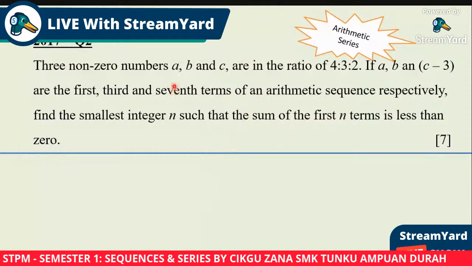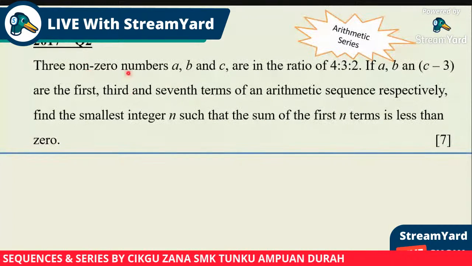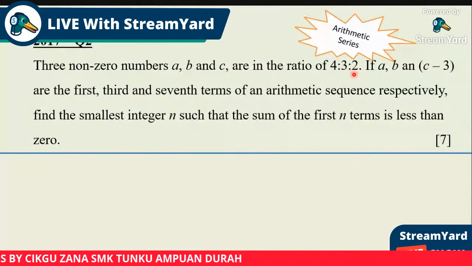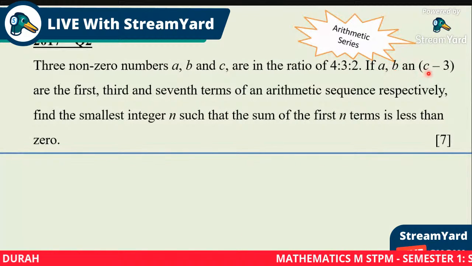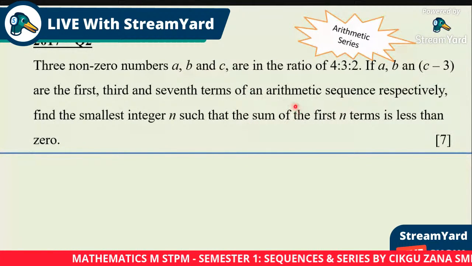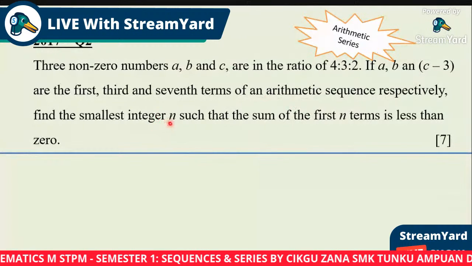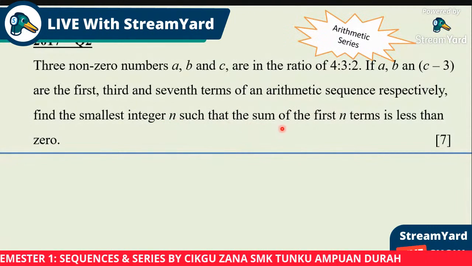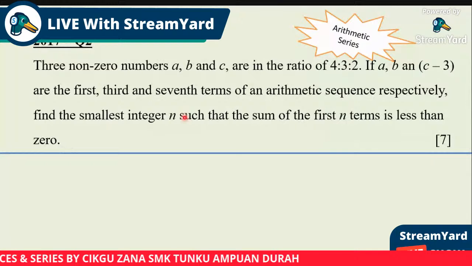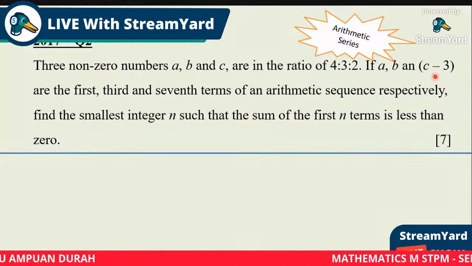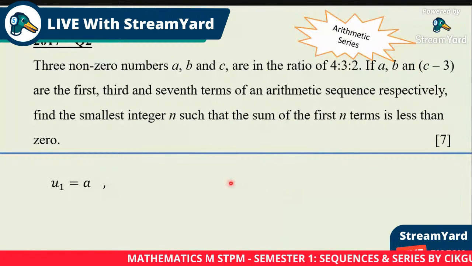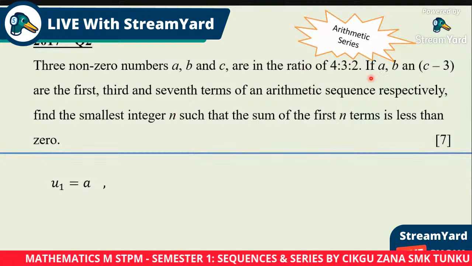Given that we have A, B, C, three non-zero numbers in the ratio 4:3:2. The first term is A, the third term is B, and the seventh term is C minus 3, of an arithmetic sequence. So find the smallest integer n such that the sum of the first n terms is less than 0. To find the sum of the first n terms, you need to find the values of A, B, and C.